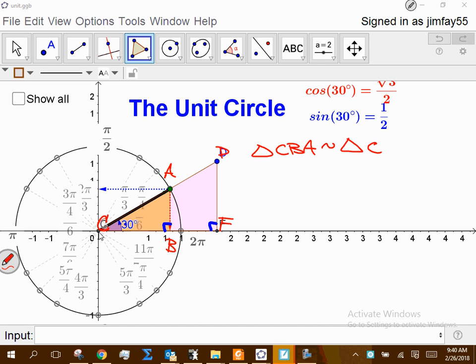Now, the right angle came second in the orange triangle, so the right angle's got to come second in the red triangle. So we're going to call this F, and then we'll finish at D, right? Does that make sense, everybody? So they were similar by angle. And that was a postulate that we learned in geometry.